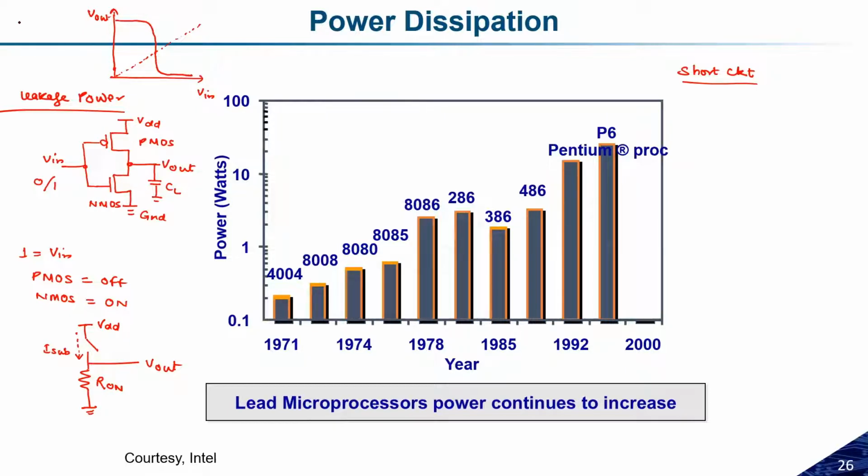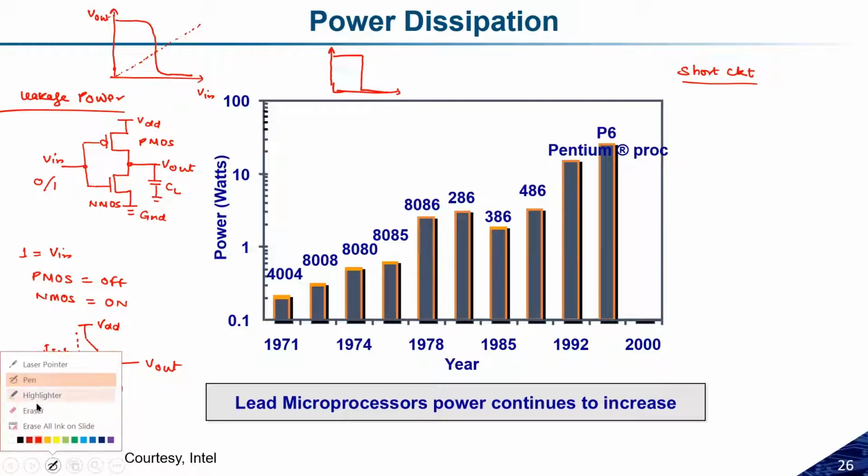Ideally, the behavior should be something like this. Once the input crosses 50% of the VDD, the output should suddenly fall. So this is the ideal behavior, but practically it is something like this. If you see here, up to this point we are getting perfectly high, and after this point we are getting perfectly low.